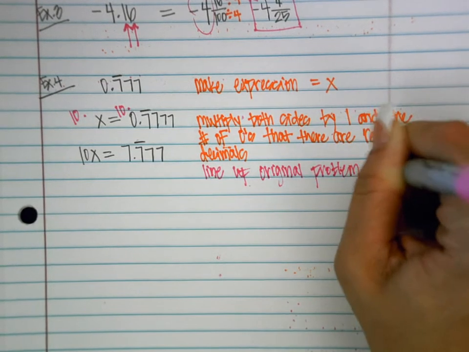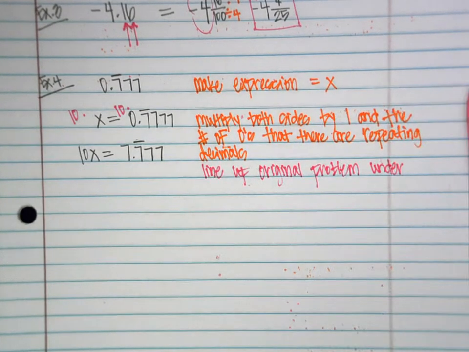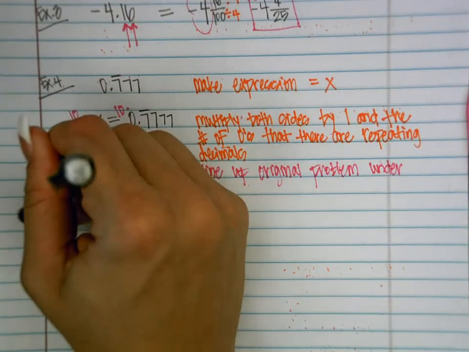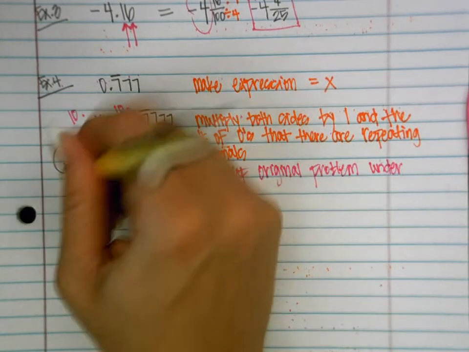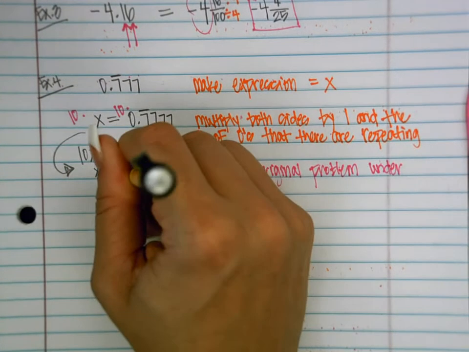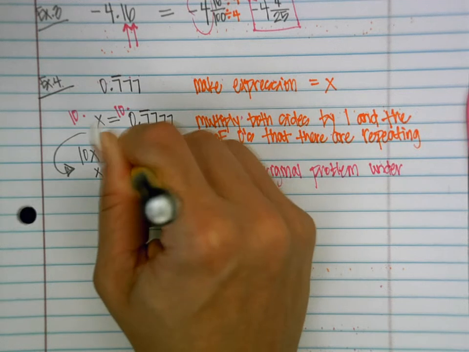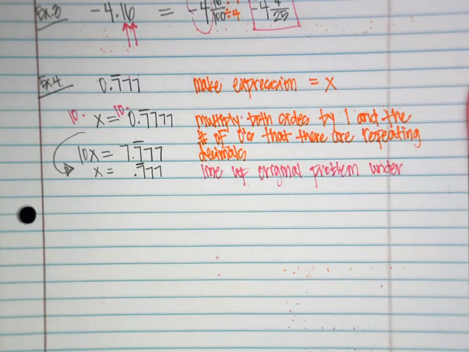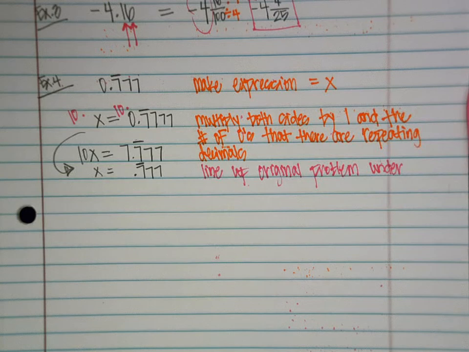Line up the original problem underneath. So that means your original problem, I'm going to put it right underneath. So I'm going to put my x equals 0.777, and it was repeating. I'm going to line it up underneath. Now, this is where the magic happens. Okay, this is where it gets kind of cool.